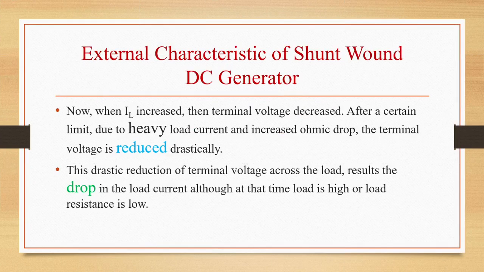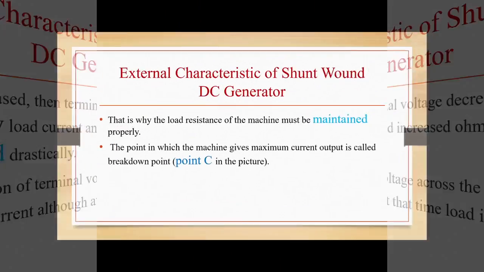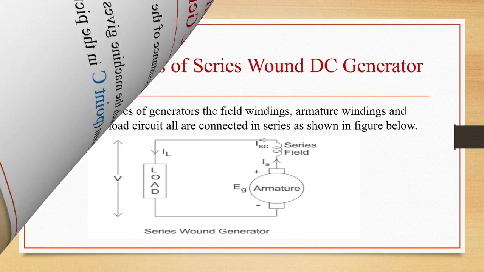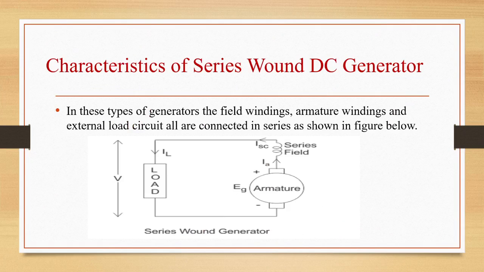After a certain limit, due to heavy load current and increased ohmic drop, terminal voltage will reduce drastically. This drastic reduction of terminal voltage across the load will result in a drop in the load current, although at that time the load is high or load resistance is low. That is why the load resistance of the machine must be maintained properly. The point at which the machine gives maximum output current is called the breakdown point, which is given by point C in the picture.